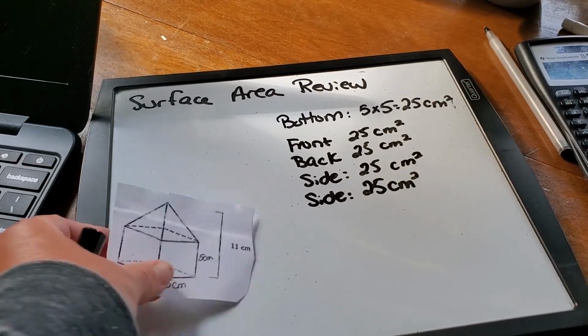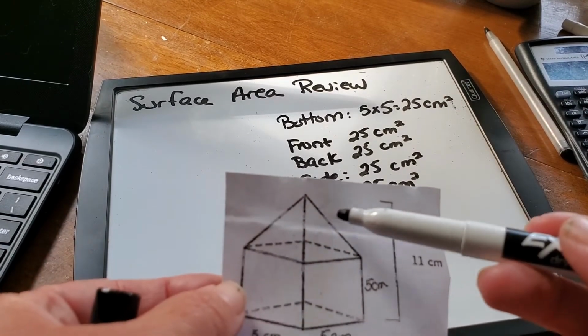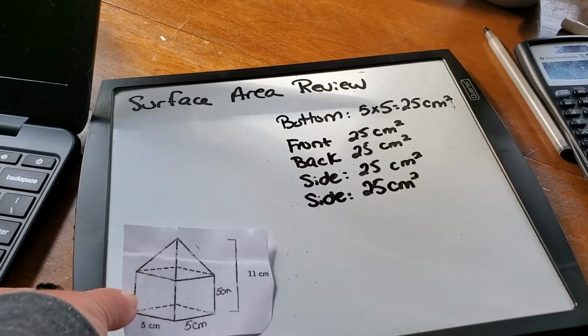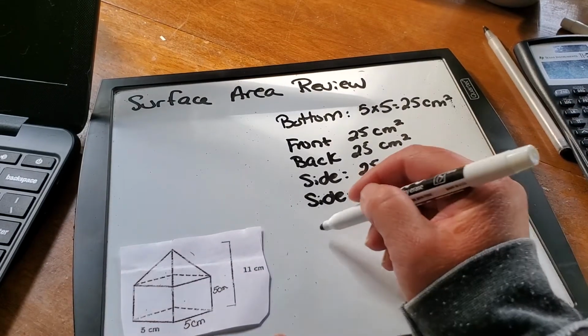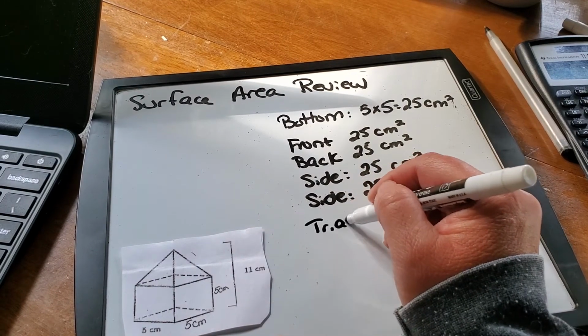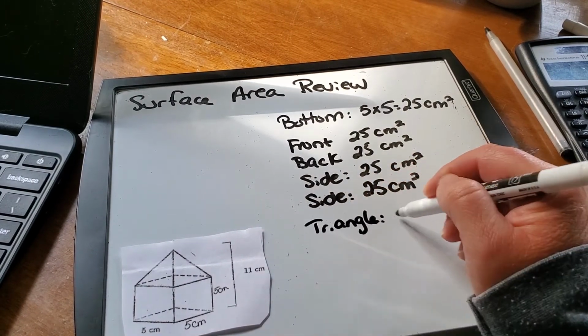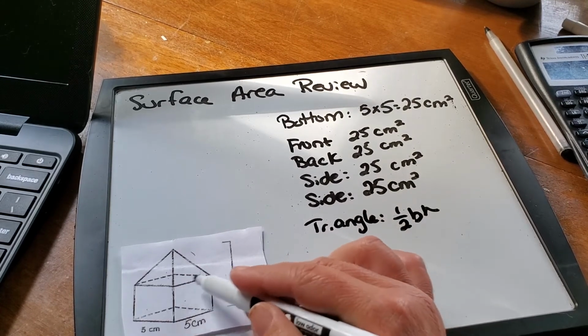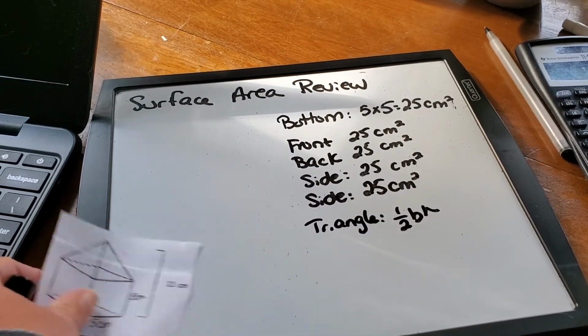Okay, so now all we have left to do are the 4 triangles going around the top, the roof part of this house. Remember, for a triangle, we do half the base times the height. Well, each of these triangles has a base of 5. Now look at the height.